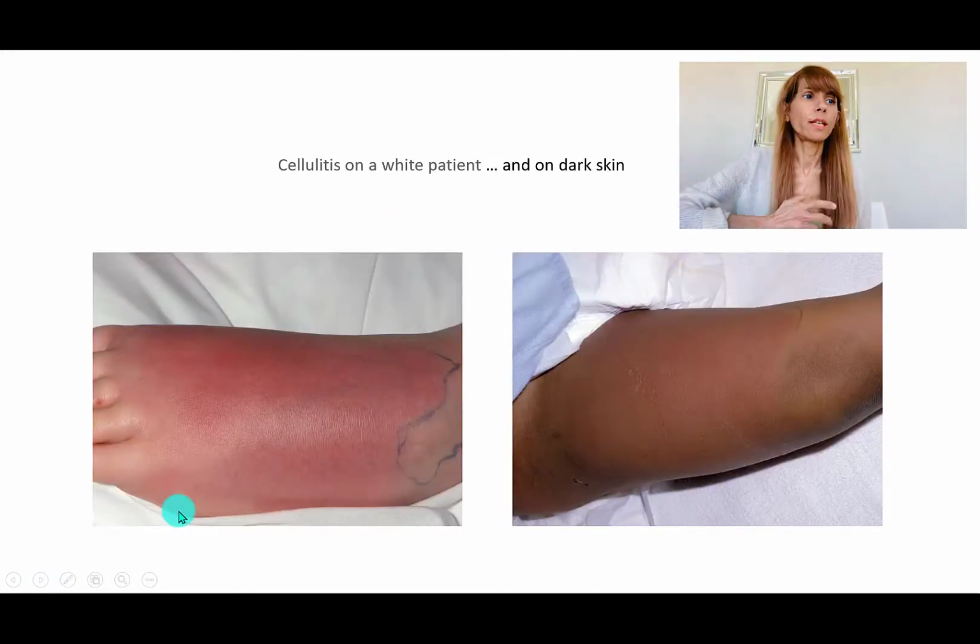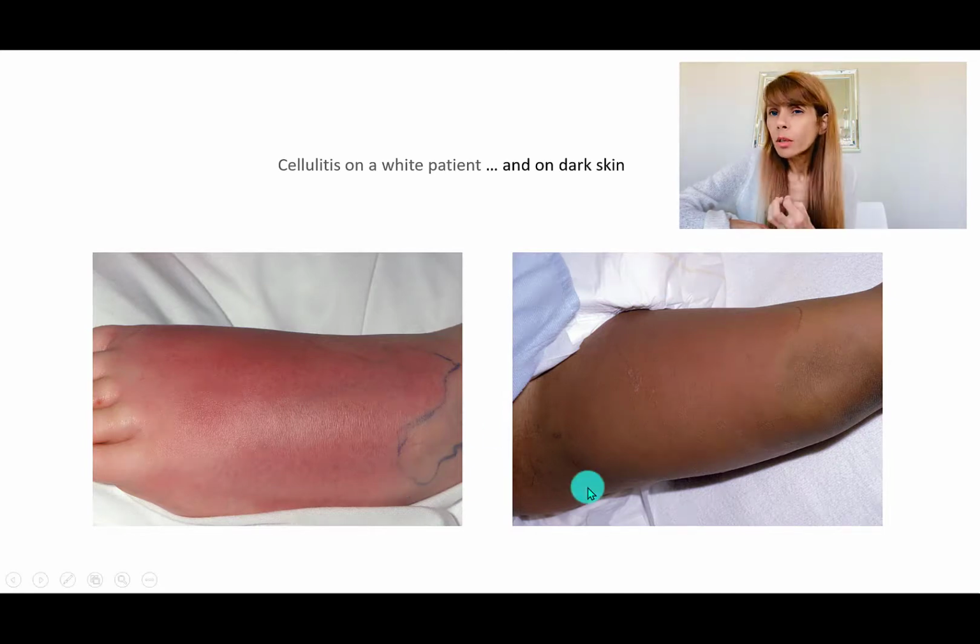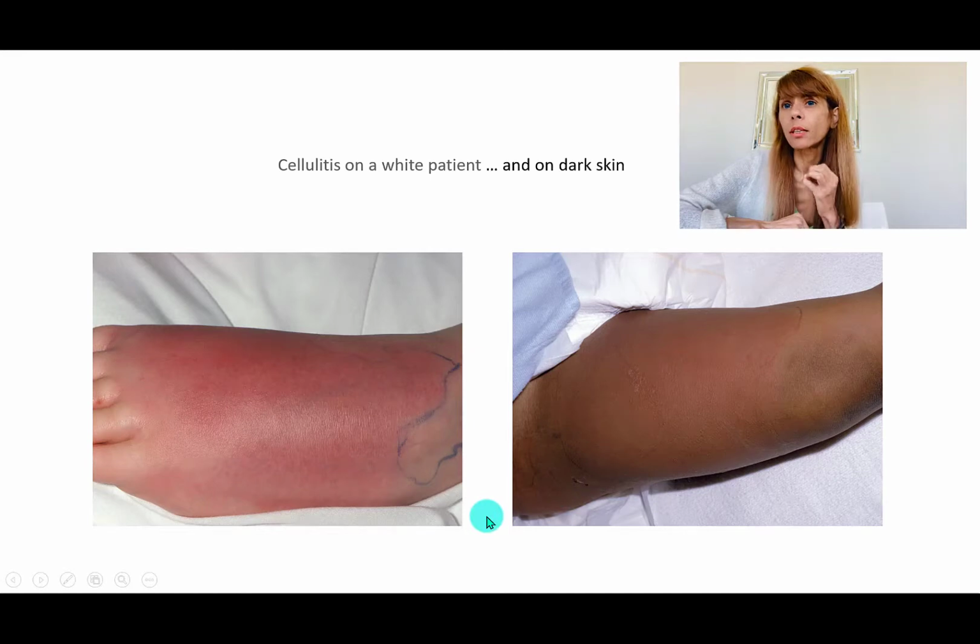This is cellulitis in a patient. On the left side, there is a patient with lighter skin color who has redness, edema, and swelling. So there is clearly cellulitis or inflammation of the skin. On the right side, there is dark skin color. There is a little bit of swelling, a little bit of demarcation, and a little bit of pigment change or a difference in color between the normal skin and the inflamed skin, but it's really not that obvious. It's very subtle, so it's important to keep that in mind.